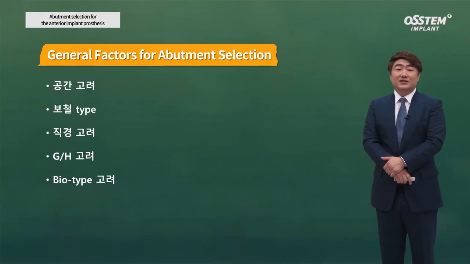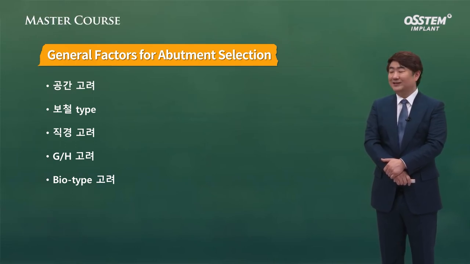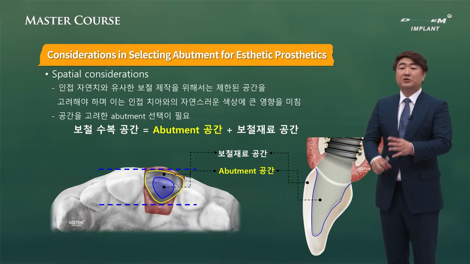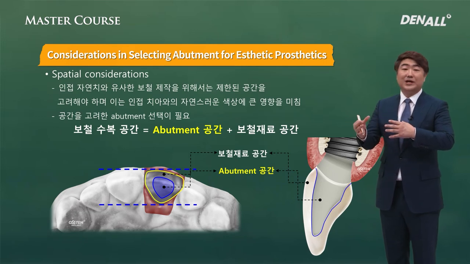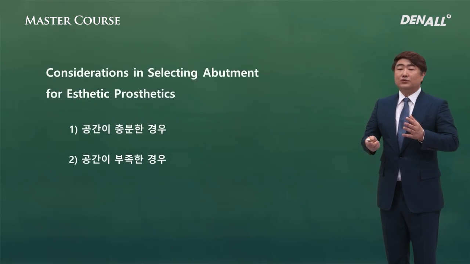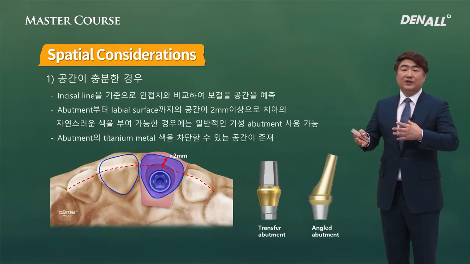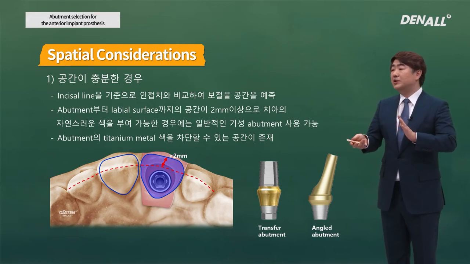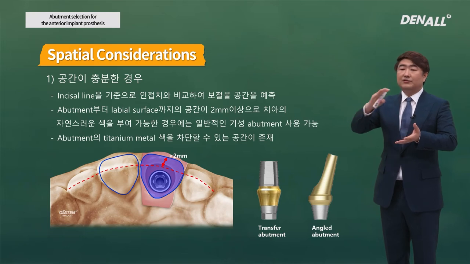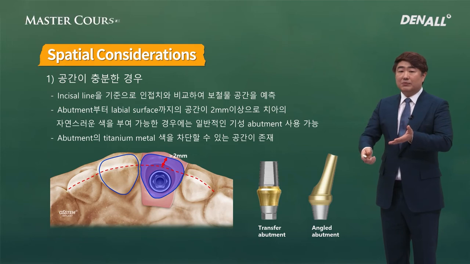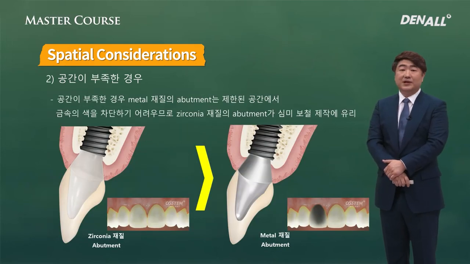Next are the things to be considered in abutment selection. I'll keep this part short. First is space: the space for abutment, gingiva, and prosthesis material. If the space is sufficient, a stock abutment is possible. But if the prosthesis space is not sufficient, then the top part should be a custom abutment. And if the gingiva space falls short, then a gingiva abutment might be a better choice.